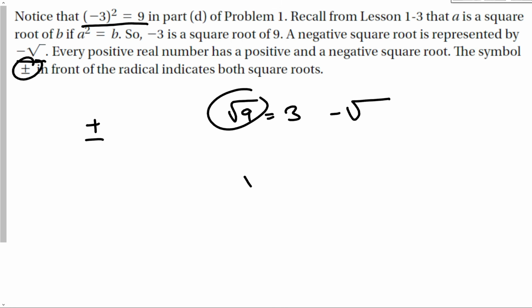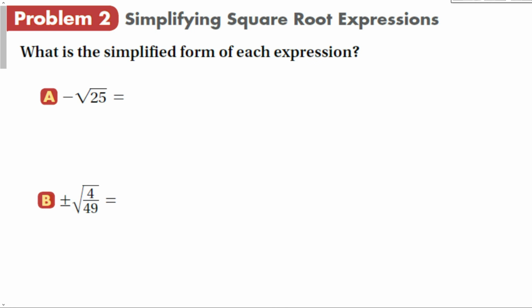If you just see this symbol, we're only going to take the positive, the principal root. If we see a negative, we're just going to take the negative. If we see nothing, that means positive. If we see them both, we need them both. Now, that changes a little bit when we try to solve equations with square roots, but we'll get to that way later.